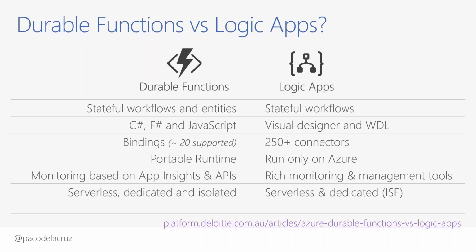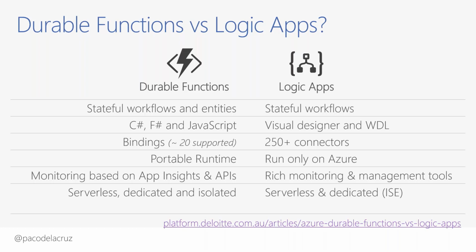One of the main differences is the number of connectors available on each of the platforms. Logic Apps gives you 250 plus connectors, and Durable Functions has roughly 20 bindings supported. So this is input and output bindings. If you need to integrate with many different systems, Logic Apps would probably give you a lot of value. But if you just need basic protocols, Durable Functions might give you all that you need.